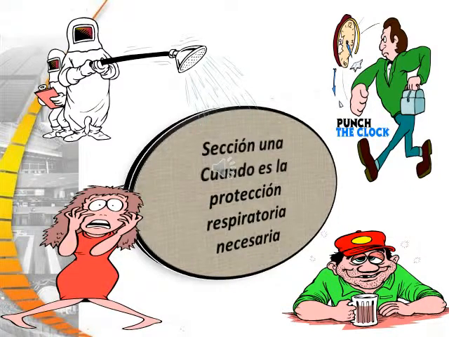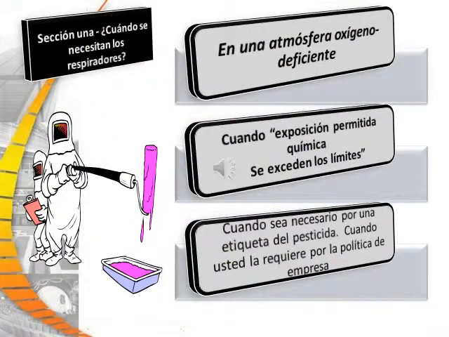Section 1. When respiratory protection is necessary. When are respirators needed? Well, when you're in an oxygen-deficient atmosphere will be one situation. When chemical permissible exposure limits are exceeded would be another situation. And when they are required by a pesticide label, or perhaps when you are required by company policy.